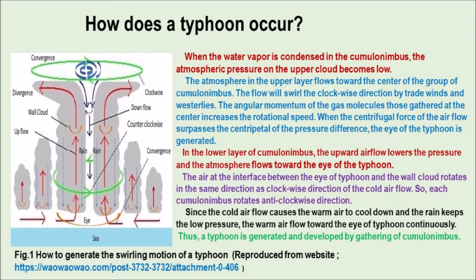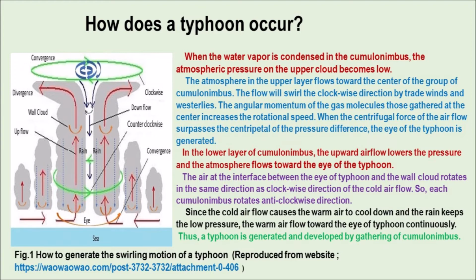When the centrifugal force of the airflow surpasses the centripetal force of the pressure difference, the eye of the typhoon is generated. In the lower layer of cumulonimbus, the upward airflow lowers the pressure and the atmosphere flows toward the eye of the typhoon. The air at the interface between the eye of the typhoon and the wall cloud rotates in the same direction as the clockwise direction of the cold airflow. So, each cumulonimbus rotates in the anti-clockwise direction.